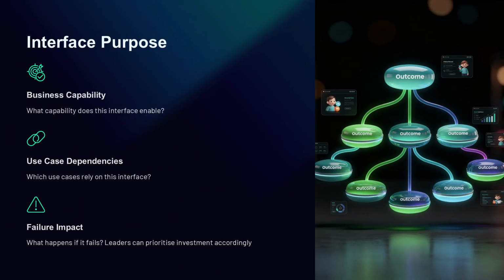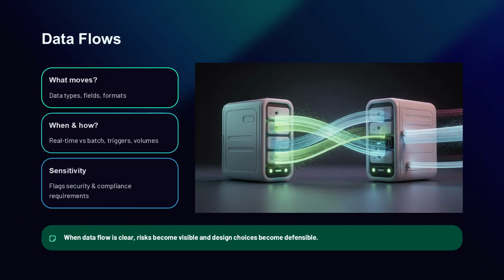With ownership clear, you now define purpose so the interface is tied to outcomes rather than being treated as plumbing. You describe what business capability the interface enables, what use cases depend on it, and what happens if it fails. This makes the interface control document decision ready because leaders can understand its business criticality and prioritize investment in reliability and security accordingly.